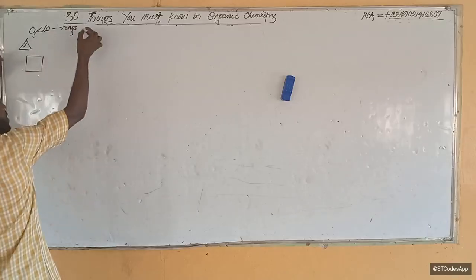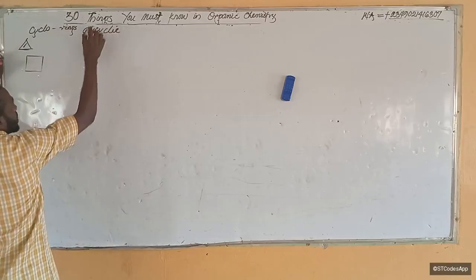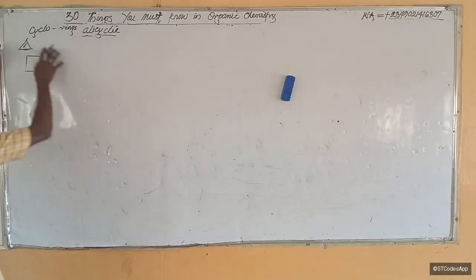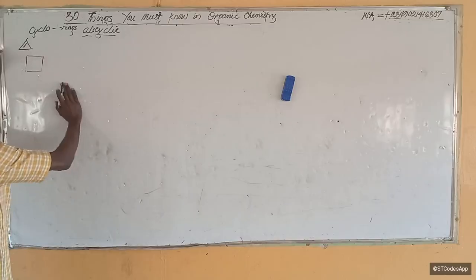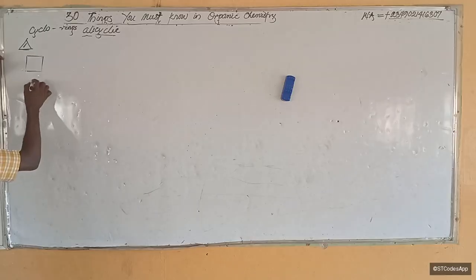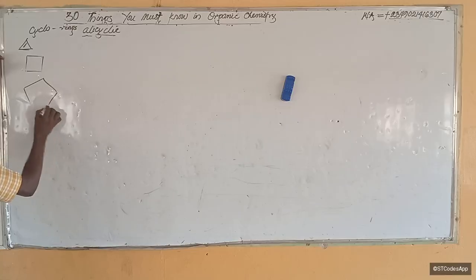Remember, I call them alicyclic. Now, why are they alicyclic? I said because they are aliphatic and also cyclic. So as they are, they are non-aromatic. Exactly. This is a four carbon ring. You can also have a five carbon ring that will look something like this.